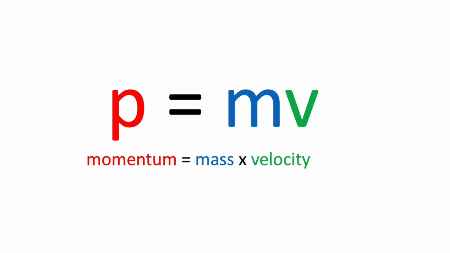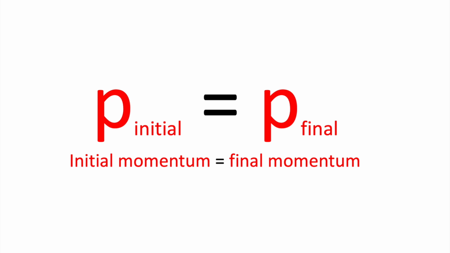Newton's Cradle is often used to demonstrate conservation of momentum. Momentum can be calculated by the formula P equals mv, or momentum equals mass times velocity. And the law of conservation of momentum states that initial momentum must equal final momentum for a system. And this is demonstrated by Newton's Cradle because when one ball comes in at a certain velocity, another ball is kicked out from the other side with that same velocity.